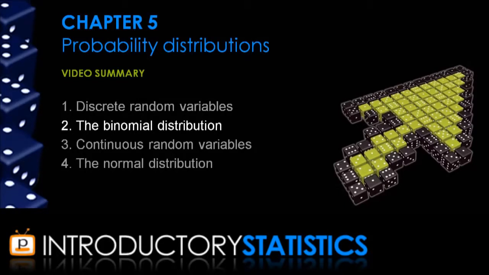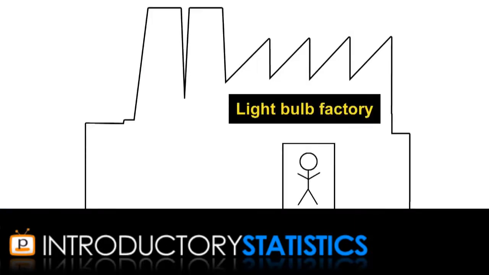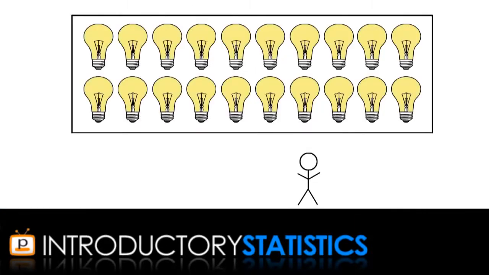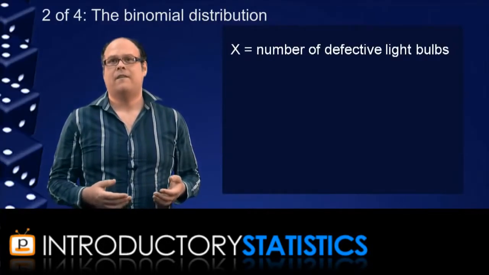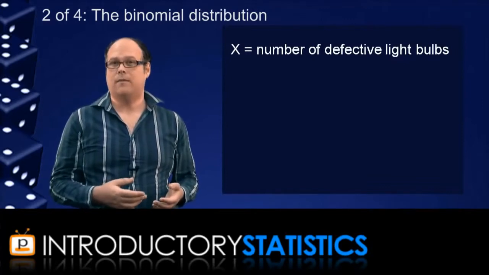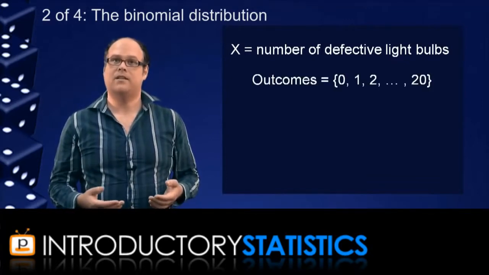Suppose you're a quality control inspector at a light bulb factory. You're about to test 20 light bulbs to check that they work, and you'll discard any that don't. Let's say you know that overall 3% of the light bulbs that your factory makes are defective. What's the probability, for example, that exactly 2 are defective in the 20 that you're about to check? If we let x be the random variable that tells us how many are defective, then the sample space for x is the set of all numbers from 0 up to 20, because there can be anything from 0 to 20 defectives.